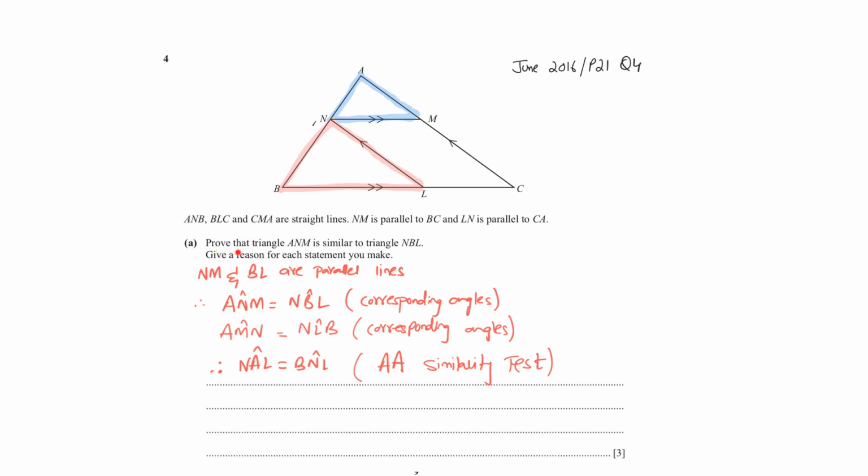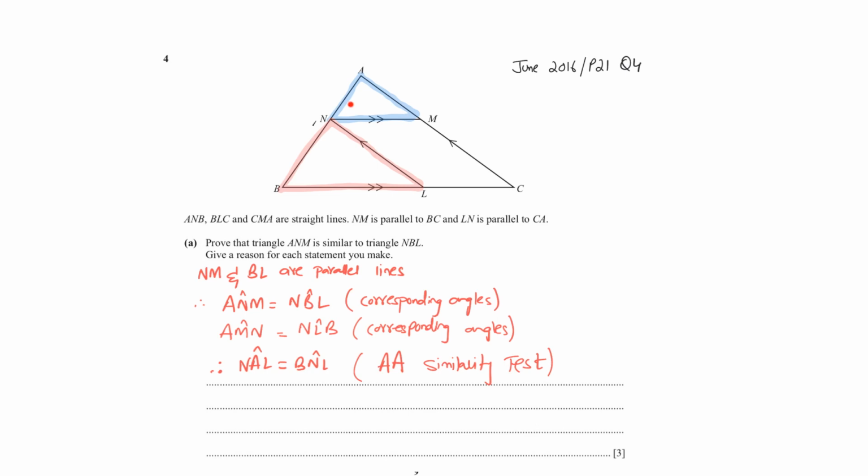We are required to prove that the triangle ANM is similar to triangle NBL. So I have highlighted these two triangles. You need to show that ANM is similar to NBL. Now recall all the similarity tests. You will notice that since these lines NM and BL are parallel, we can have alternate angles over here.